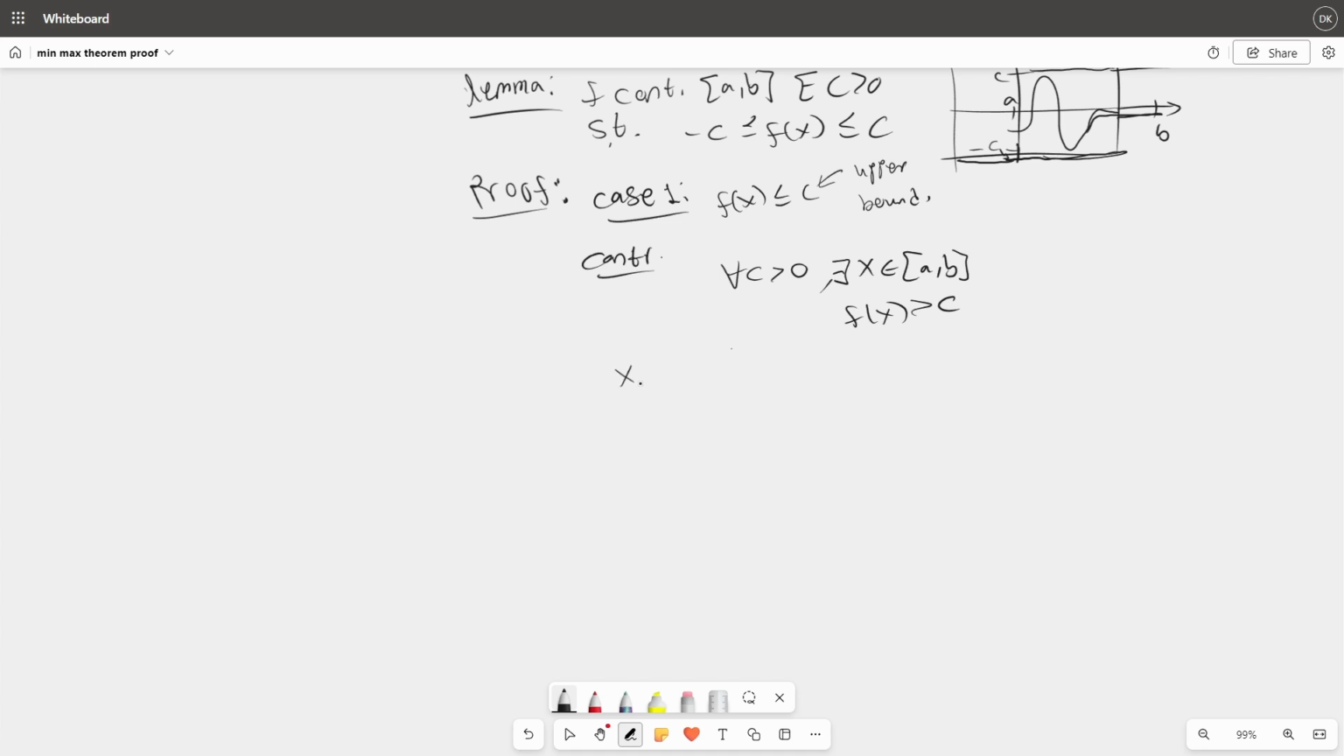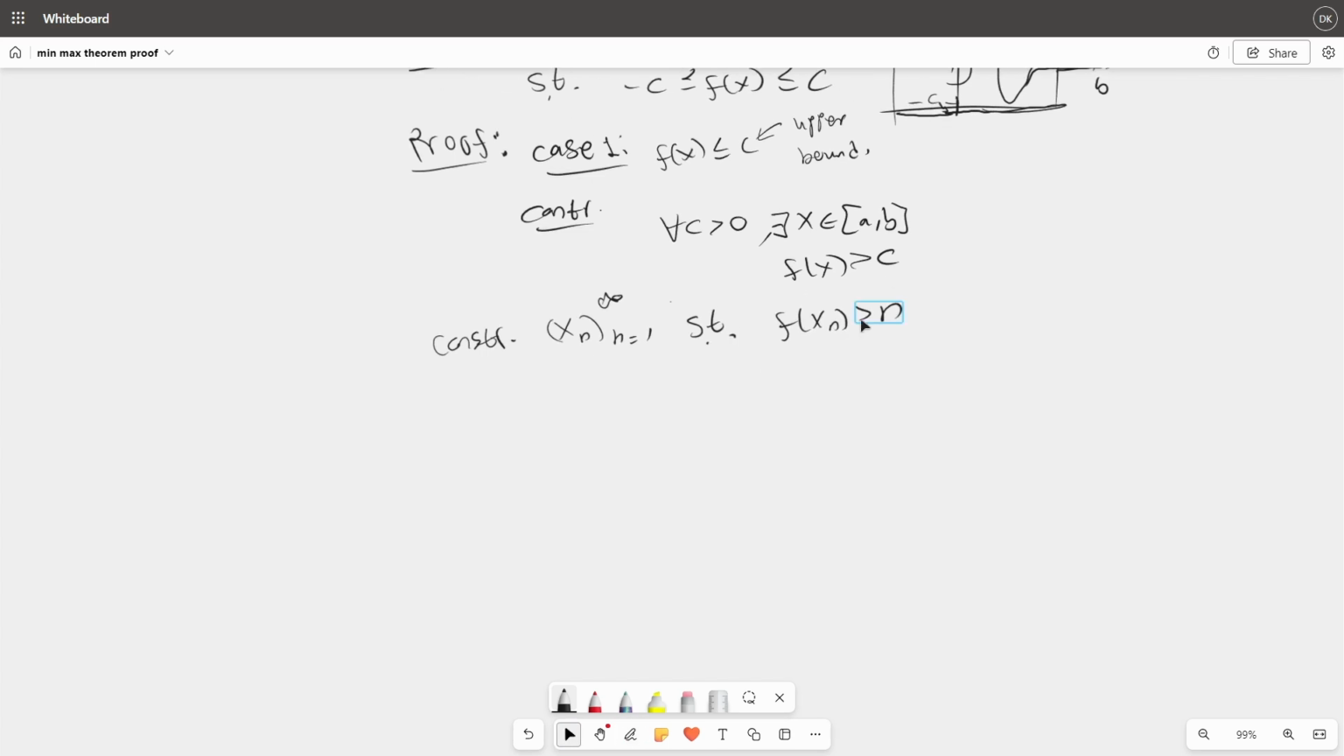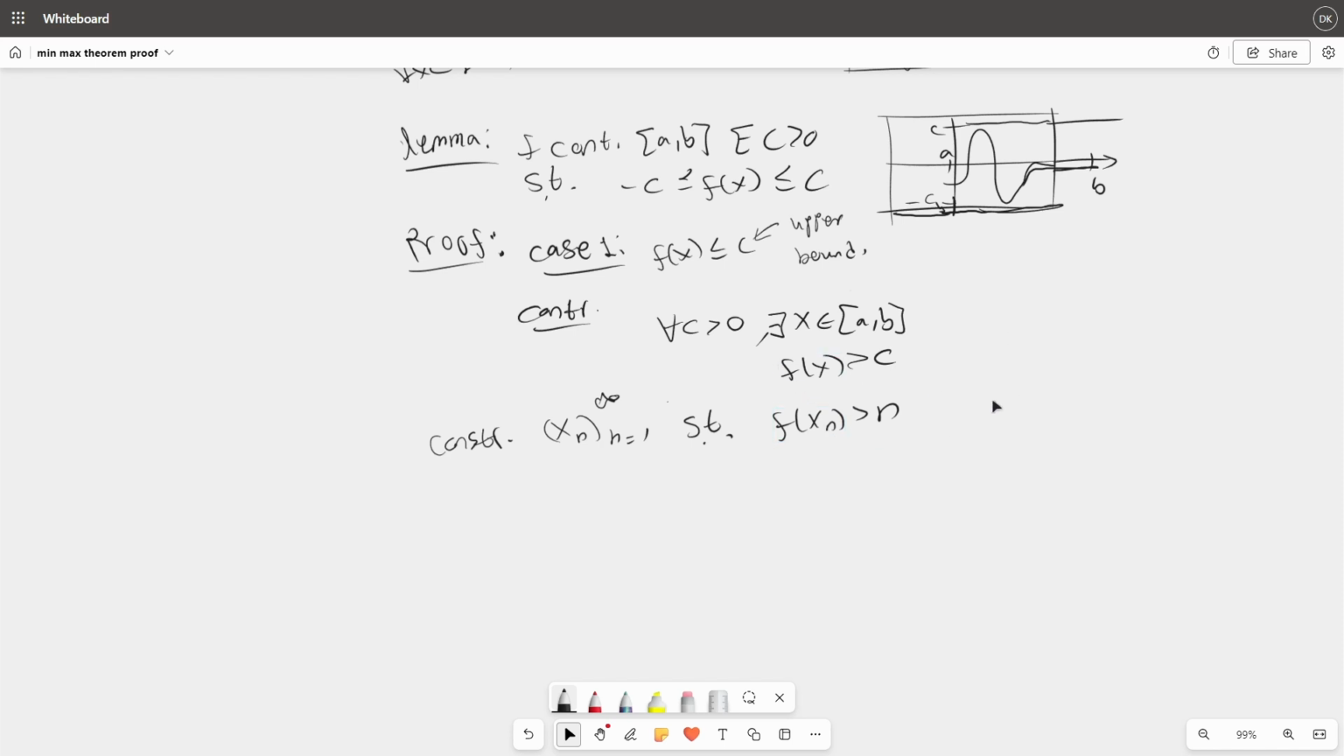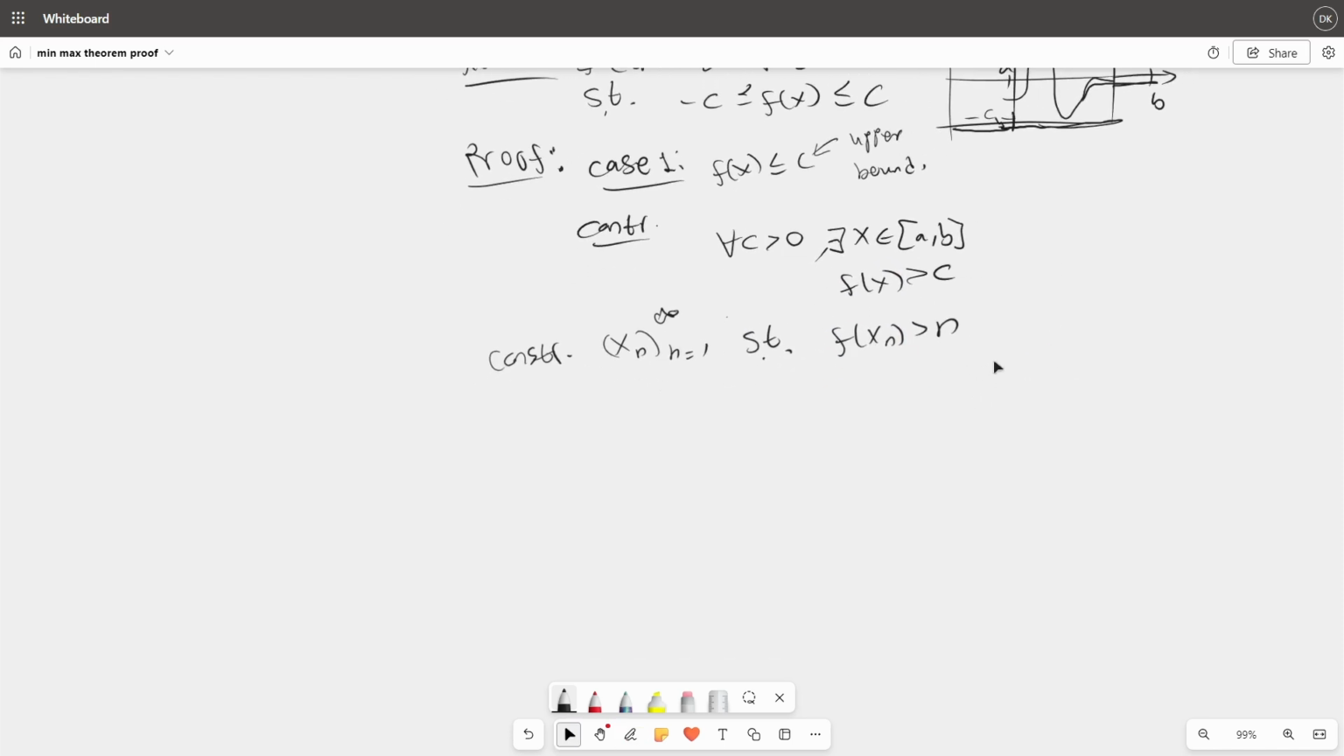Well, if this is true, we construct a sequence that is the following. We call this x_n, such that f(x_n) is always greater than n. So if n is equal to 2, f(x_2) is greater than 2. How do we know this is true? Well, we know this is true because f(x) is not bounded above. This could be squared, this could be whatever, but we know that this is true.